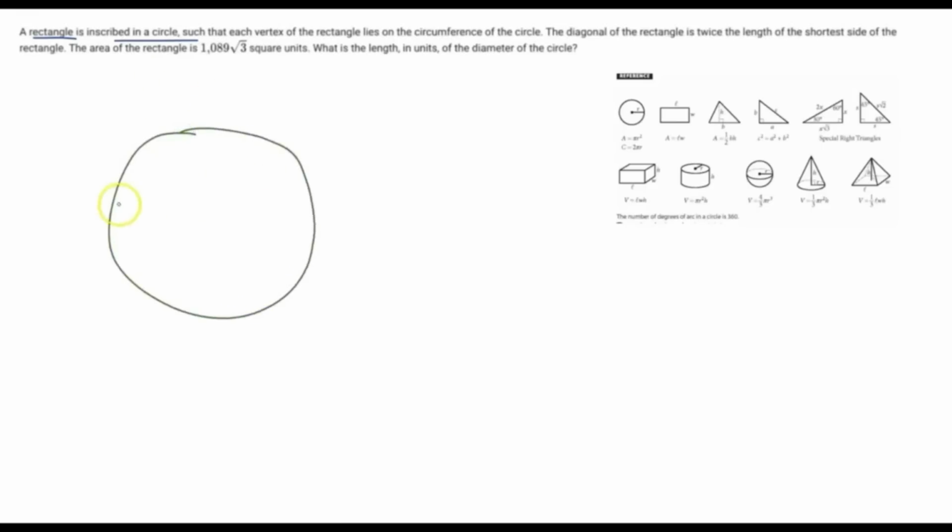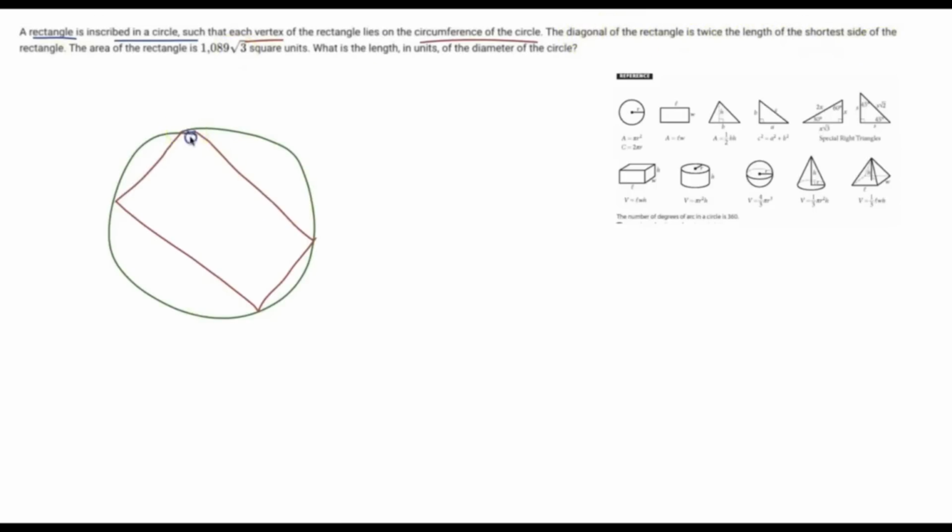So I'm going to draw a circle and then draw a rectangle. The rectangle is drawn such that the vertex, or each corner of the rectangle, lies on the circumference of the circle. So what it's going to look like is one corner goes there, boom. And then the corners of that rectangle are going to be on the circumference or the outside of that circle. So there's our drawing. It says the diagonal of the rectangle is twice the length of the shortest side of the rectangle. All right, let's draw that in.